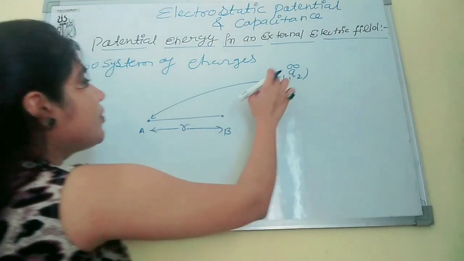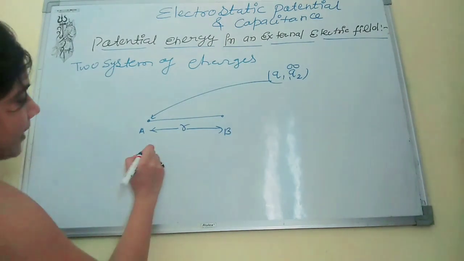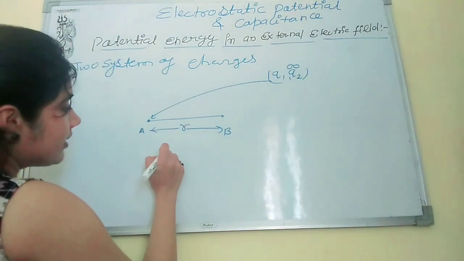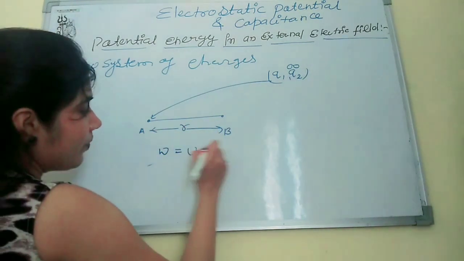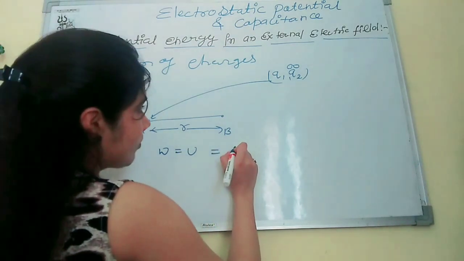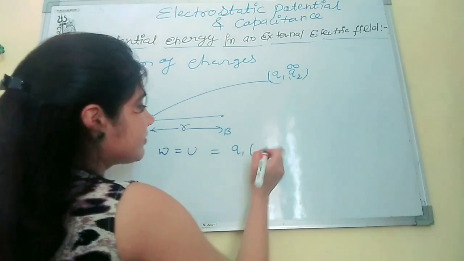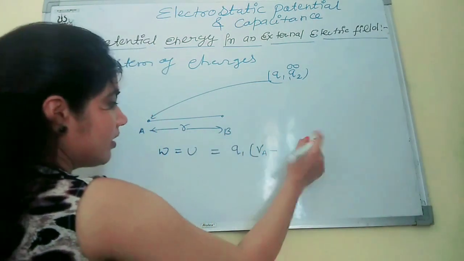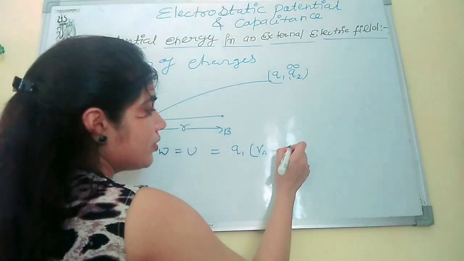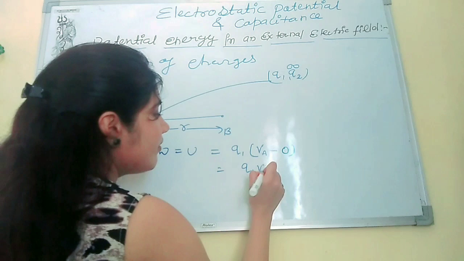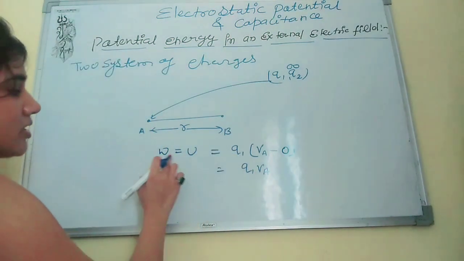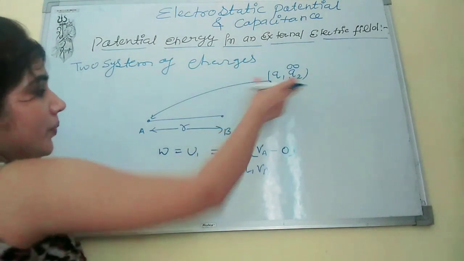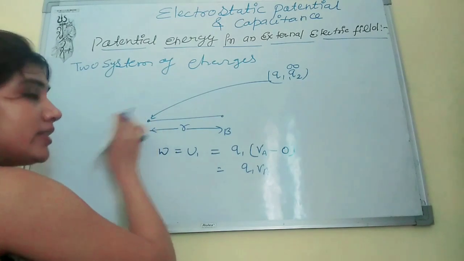So bringing Q1 from infinity to this point, the potential energy will be in the form of work done, that is W. Because of Q1, that is Q1 times the potential at this point, VA, minus the potential at infinity, which is 0, so that will be Q1 VA. That is the potential energy, which we are marking U1. Now we bring the next charge to this position.